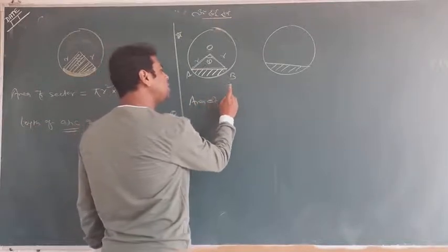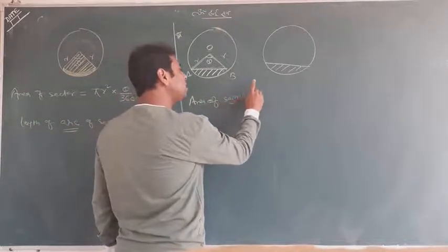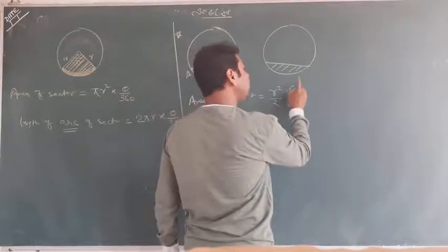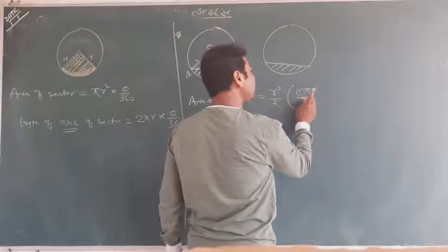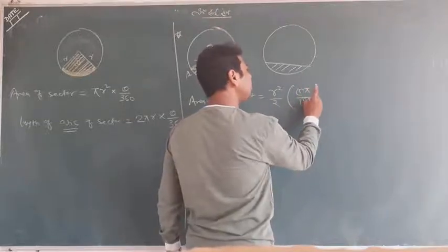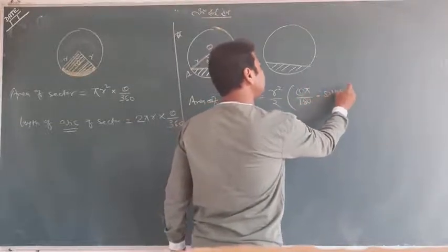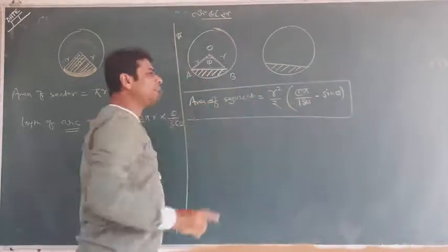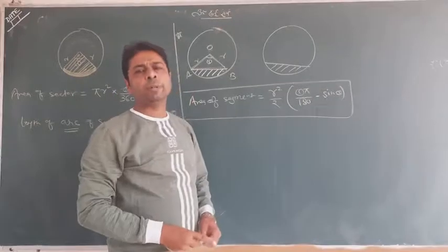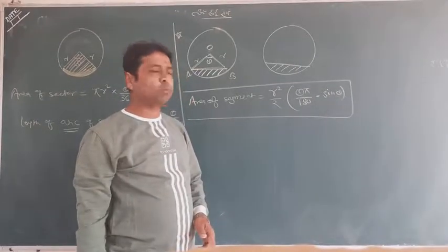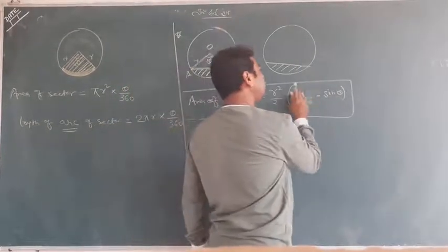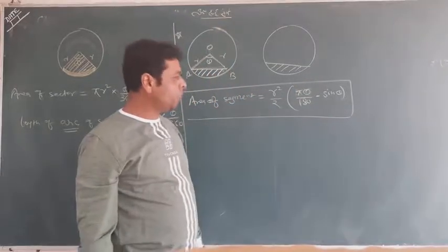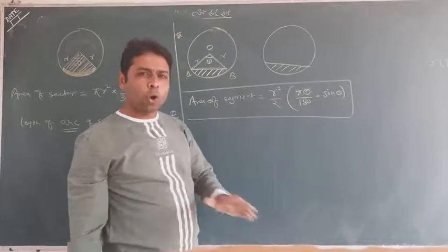Area of the corresponding segment. Try to understand that is the segment. The formula is r square upon 2 into (pi theta upon 180 minus sin theta). This is the formula. Keep remembering, this is a very simple formula. One can remember it easily. R square by 2 in bracket, pi theta upon 180 minus sin theta, where you know all the values.